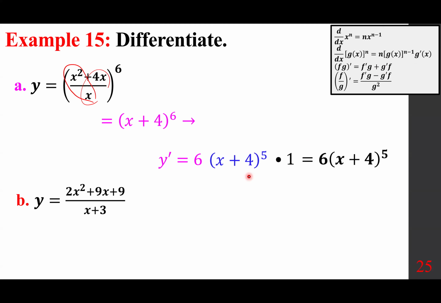y equals x squared plus 9x plus 9 over x plus 3. You may have to use the quotient rule, or you may not. When is it that you don't need the quotient rule? If you can simplify. That's the key word.